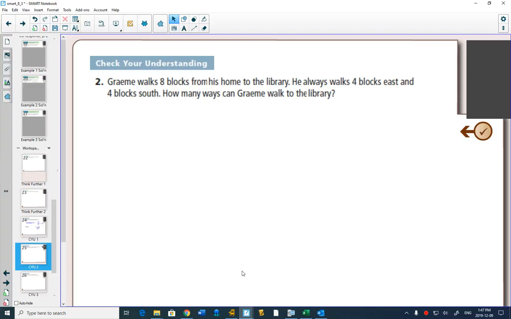Graham walks 8 blocks from his home to the library. He always walks 4 blocks to the east. Here we go. North, south, east, west. 4 blocks to the east and 4 blocks south.